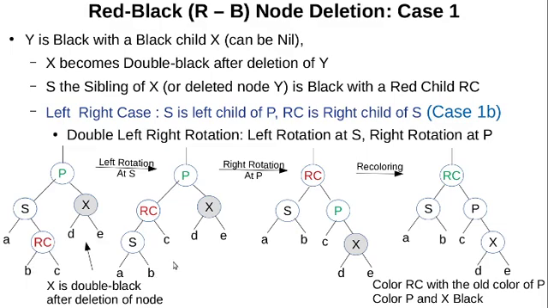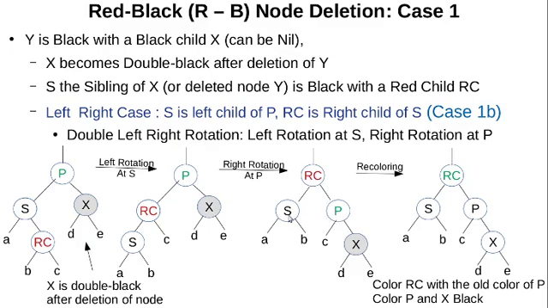The resultant tree after the left rotation is shown here. Next, we carry out the right rotation at P. When we carry out right rotation at P, RC moves up and P falls on its right.